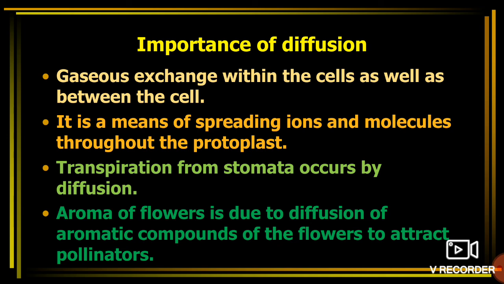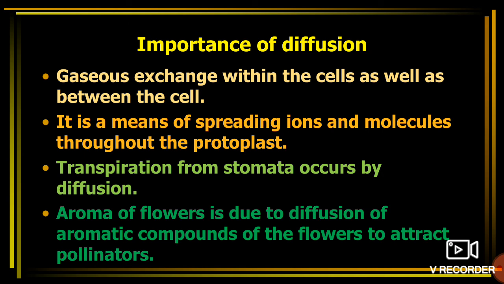What are the benefits of diffusion? The gaseous exchange within the cell as well as between the cell is possible because of diffusion. We will see how oxygen and carbon dioxide exchange takes place with the help of diffusion. It is a means of spreading ions and molecules throughout the protoplasm. That's why information processing is possible. Transpiration from stomata occurs by diffusion. If there is no diffusion, there will be no transpiration, and there will be no control on the temperature of the plant body.